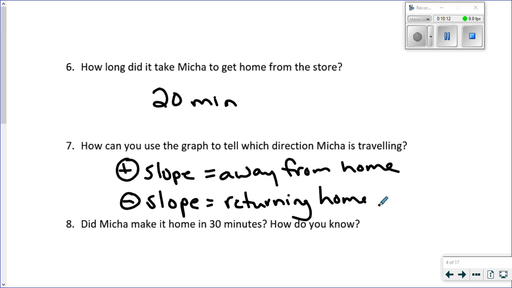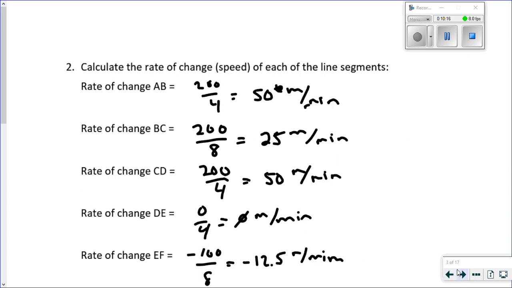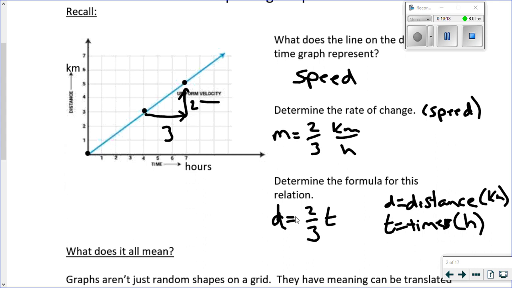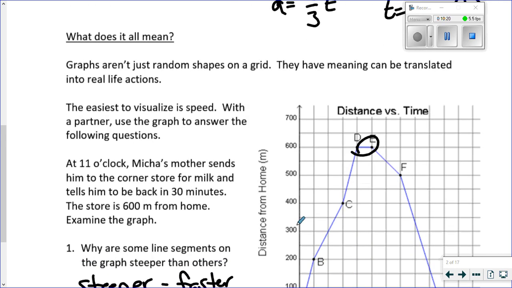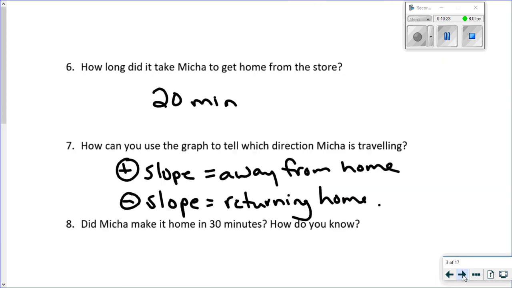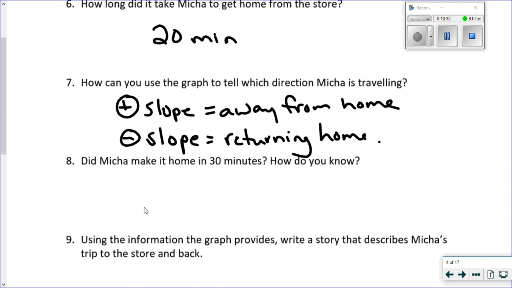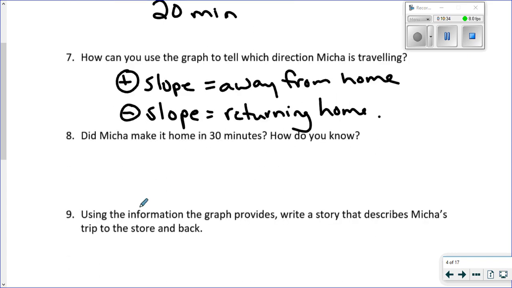And how do I know that's true? It's how the variables are defined. So, one more. Right? This is defined as distance from home. So as the distance from home is increasing, he's moving away from the home. As the distance from home decreases, he's heading back. Okay? So if you're ever not sure, you have to look at what the scale is on the graph.